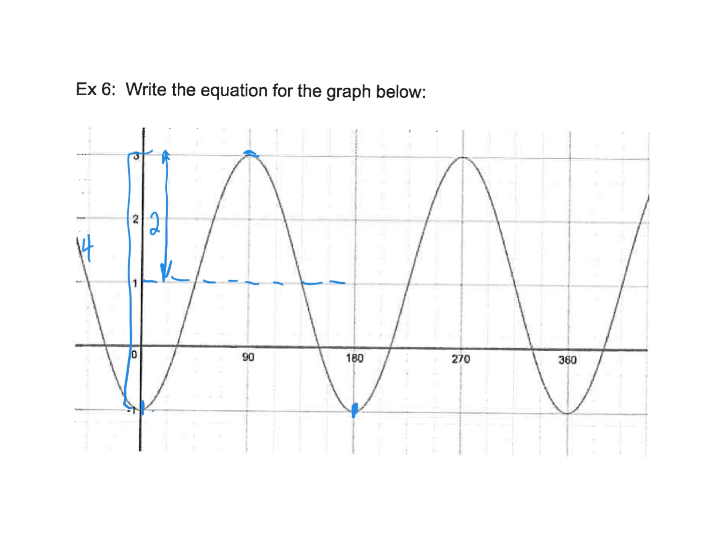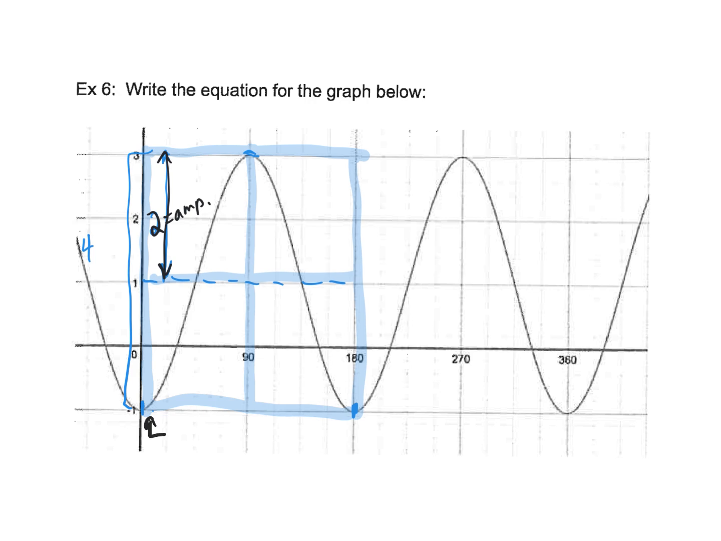Now we're going to draw in our window. It starts here, goes from here to another minimum, and from here to there. Okay? So this is my window. So now I can find everything I need from there. Again, my amplitude is 2. I need to know what my period is. The period is going to be from here to here. From 0 to 180 would be pi over 2.